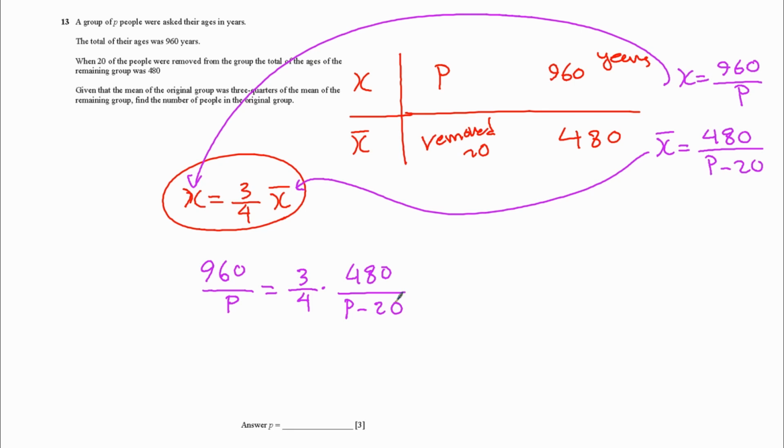480, 960. Don't try to work with large numbers. We can divide both sides by 480 because 960 divided by 480 is 2. So dividing by 480, that would be 1, and this divided by 480, that would be 2. So if I write it again, that would be 2 over P equals 3 times 1 is 3 divided by 4 times P minus 20.